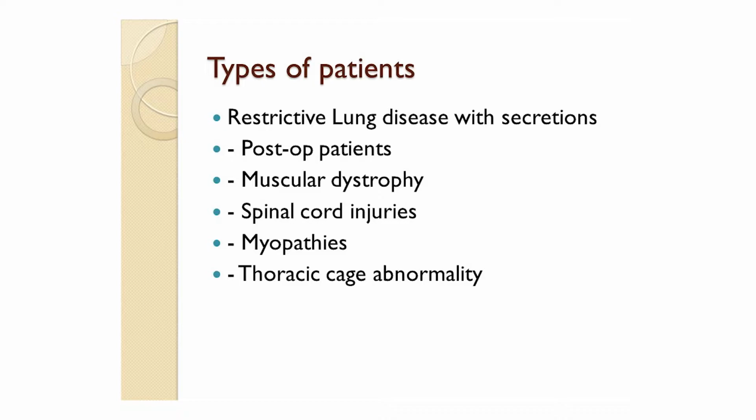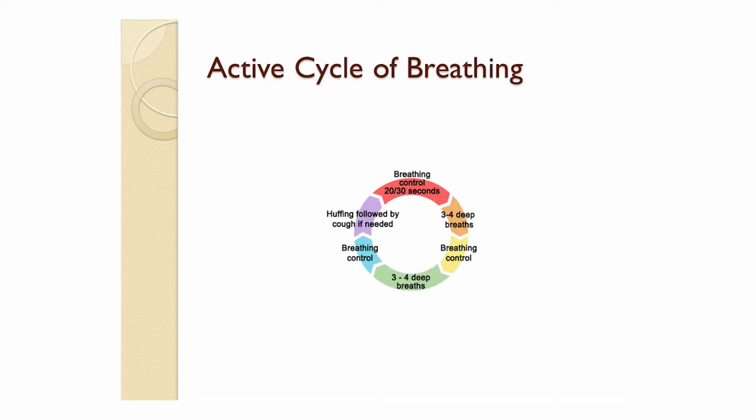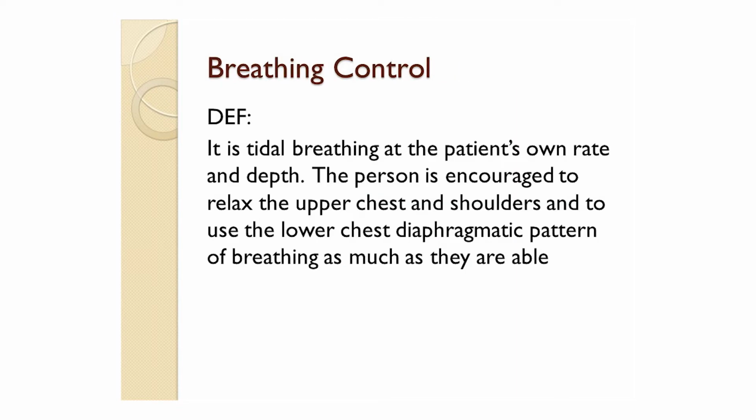The active cycle of breathing has several components, okay? We start off with the breathing control element, the thoracic expansion exercises, and thirdly, the forced expiratory technique. The active cycle of breathing starts off with the breathing control, where the patient gets control of their breathing, particularly if they're breathless, and it just settles them down into the technique. 3 to 4 deep breaths, followed by breathing control, deep breaths, breathing control, and then huffing, followed by a cough if they have secretions to clear.